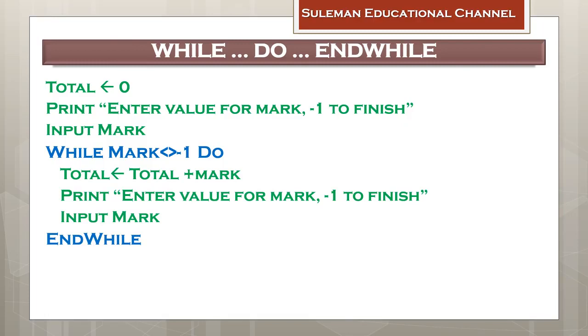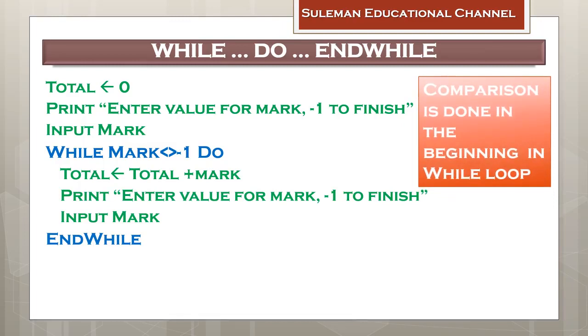In line 3, input mark. Here data entry is done and the value is stored in the variable mark. Line 4, while mark is not -1, do. Here the value of mark is compared with -1. If the value of mark is not -1, then the condition is true and the loop will be executed. Line 5, total assignment operator total plus mark. Here the new value of total will be calculated by adding the old value of total with the value of mark. In line 6, print enter value for mark -1 to finish.